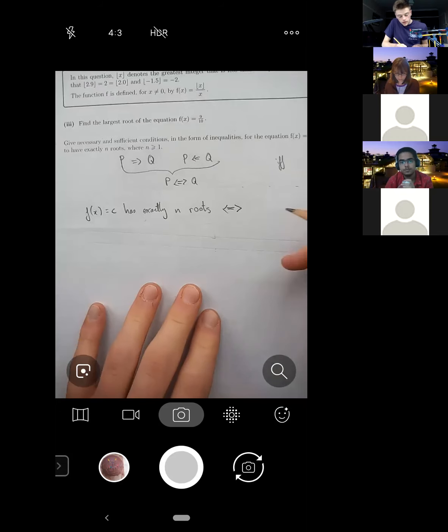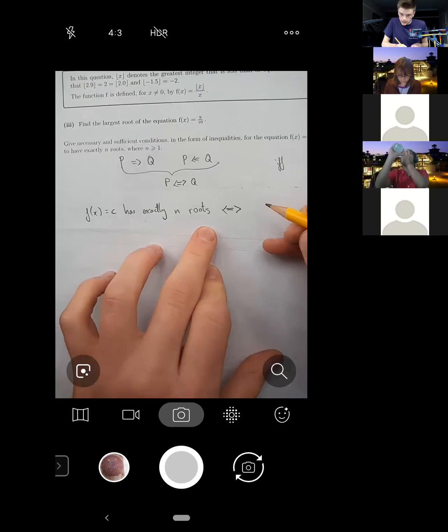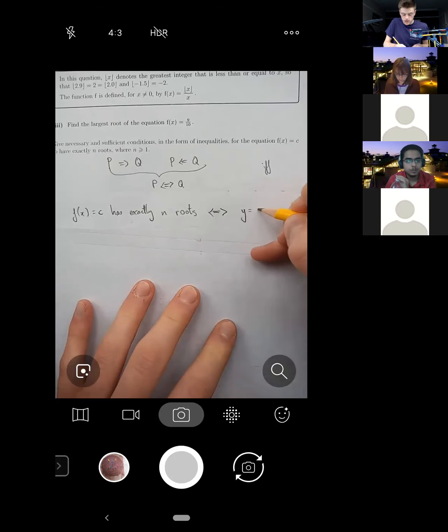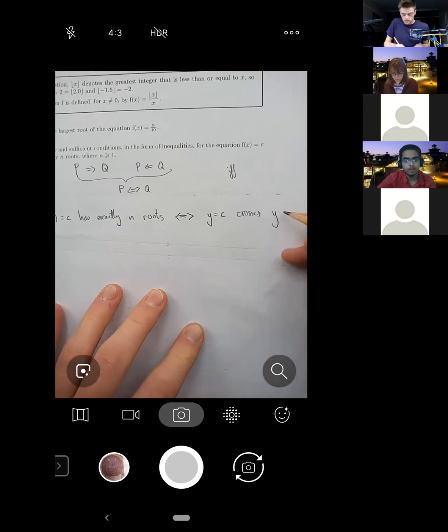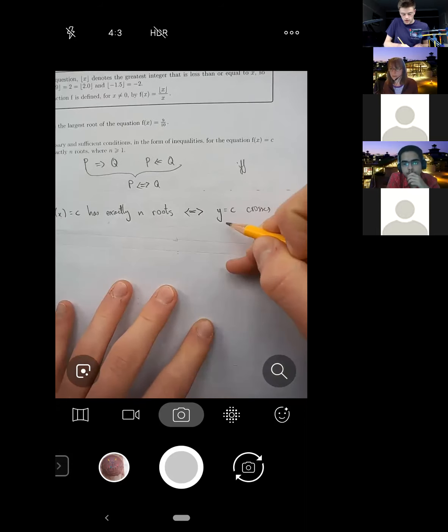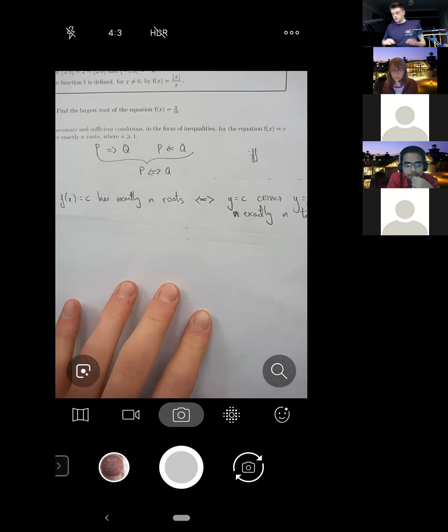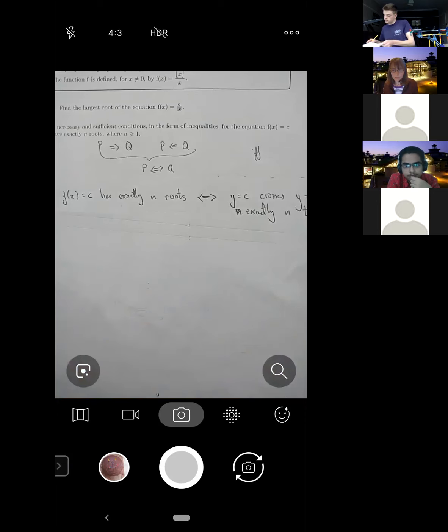And so f of x equals c has exactly n roots if and only if the line y equals c crosses y equals f of x exactly n times. Okay, so let's go back to our graph again.